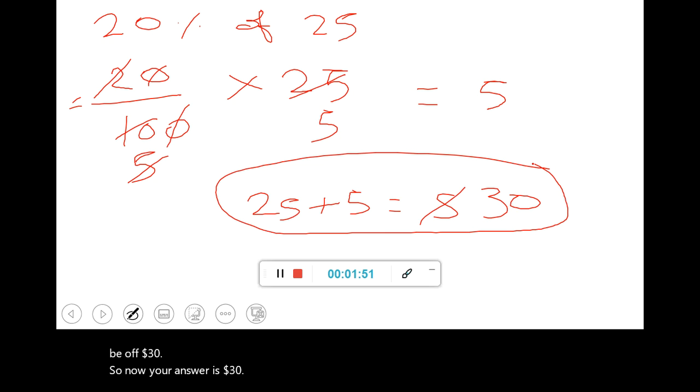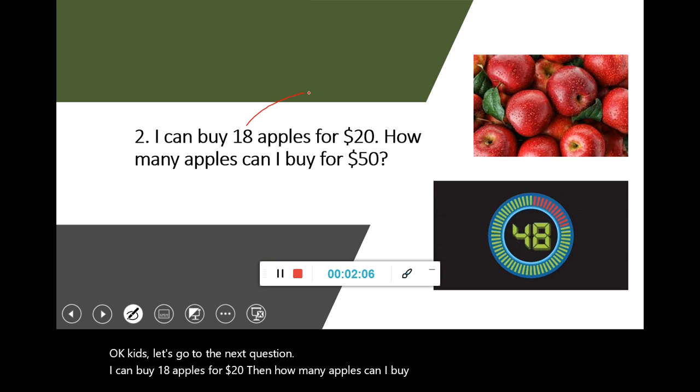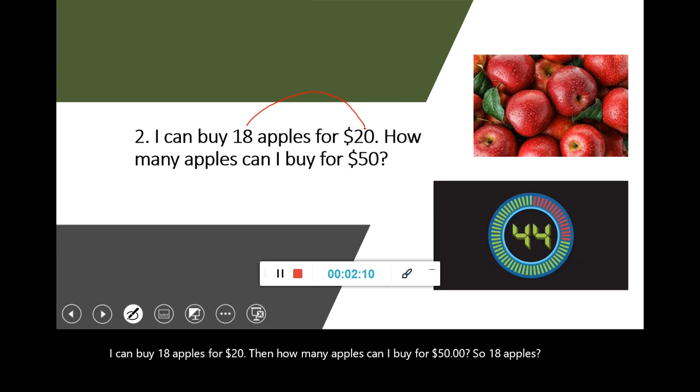Okay kids, let's go to the next question. I can buy 18 apples for $20. Then how many apples can I buy for $50? So 18 apples for $20. With $50, how many apples can I buy? Let's think how to do this.